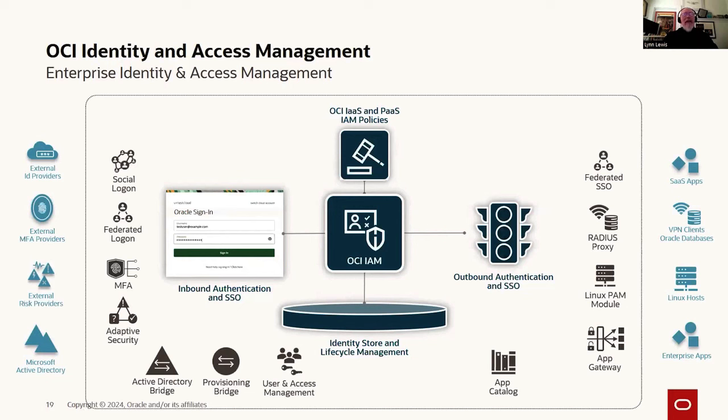Right. So identity and access management at the enterprise level is going to give you the capability of working with external providers, external methods of authentication, multiple external risk providers as well. And you're also going to have VPN clients and Linux hosts, a variety of them. And we're going to put this all together for you, and you can go inbound, through IAM, and outbound.